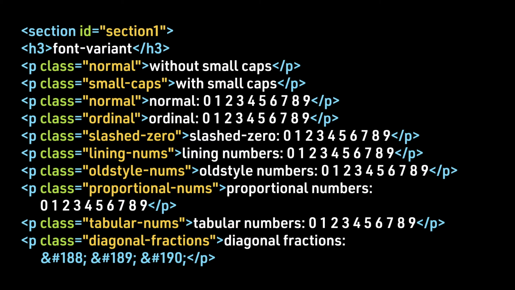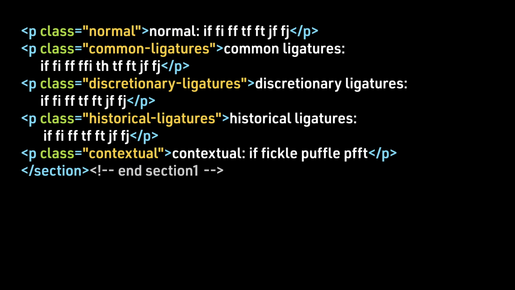One thing to note with our HTML is when you look at the statement for the diagonal fractions, you see several characters, combinations of an ampersand, the number sign, and a 3-digit number, and then a semicolon. These are special characters that in this combination represent a certain glyph. And in this case, the glyphs represented here are for the fractions 1/4, 1/2, and 3/4. Then we will go to the ligatures and look at normal, common ligatures, discretionary ligatures, historical ligatures, and contextual ligatures.